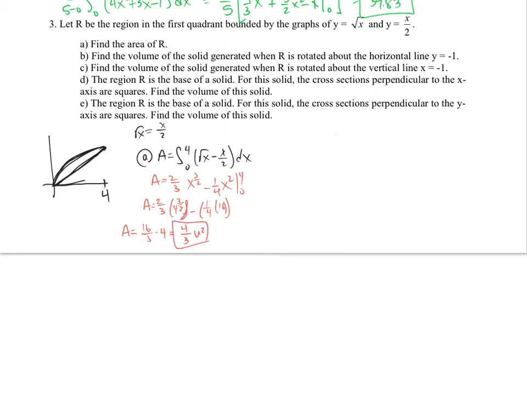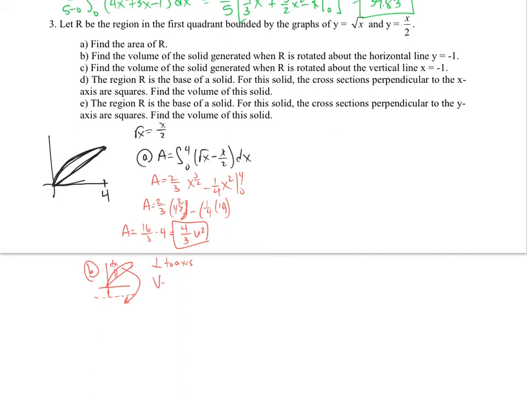All right, for part B, it says find the volume of the solid generated when R is rotated about the horizontal line y equals -1. So we're going to rotate this region about the horizontal line y equals -1. So that line will be down here, and we're going to rotate it like that. So we want our slices to be perpendicular to the axis of rotation, so that's going to give me slices that are going to be dx.